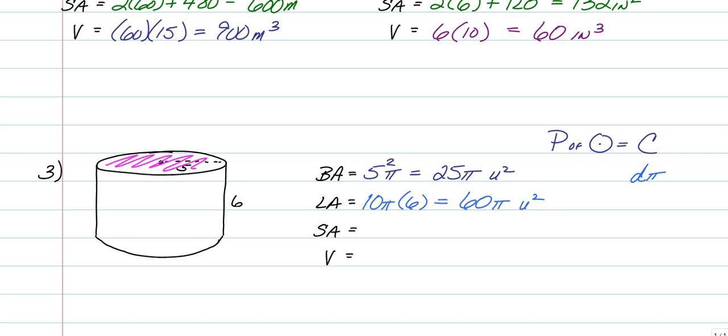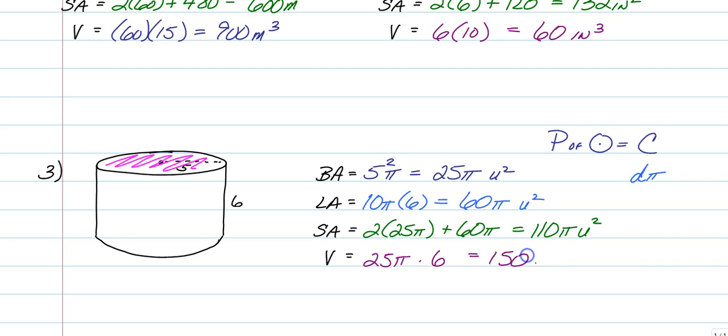Total surface area, again, it's just 2 bases because we have a top and a bottom, so 2 times 25 pi, plus our lateral area of 60 pi, and that's going to give us a total of 110 pi units squared. Last but not least is the volume. The volume is your base area, 25 pi, times the actual height of the cylinder, and that's going to give us 150 pi units cubed.